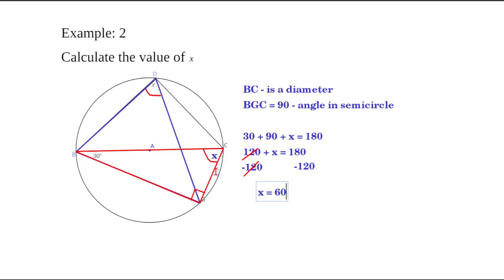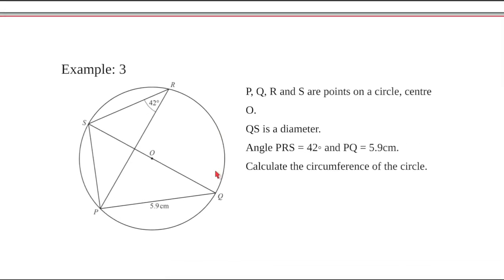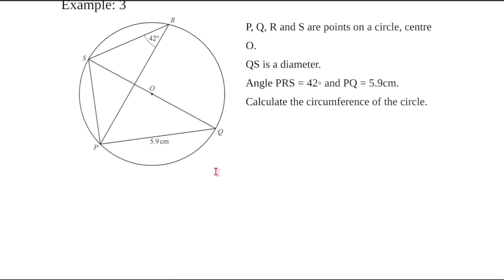Now let's move on to the next example here. Now for this example, we are told that PQRS are points on a circle.